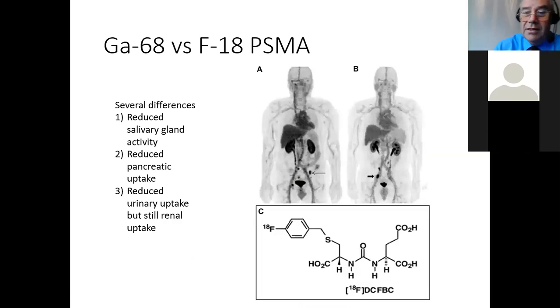There are new fluorinated PSMAs coming along. There's a couple of those that are going to be licensed. DCFB is one of these that was developed at Johns Hopkins. There's one called 1007, and that was being developed in Boston. And when you look at the two tracers, the differences are meant to be that the fluorinated one has less activity in the salivary glands, less uptake in the pancreas, and less urinary excretion. So maybe better for looking at around the prostate, but obviously you still see kidneys.